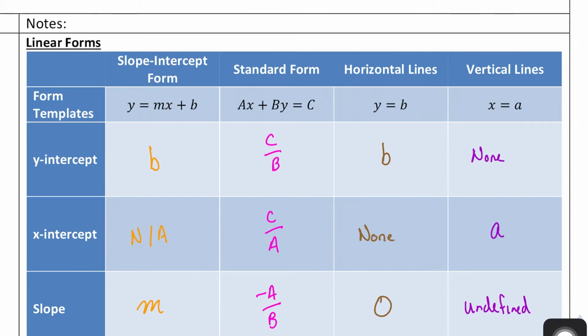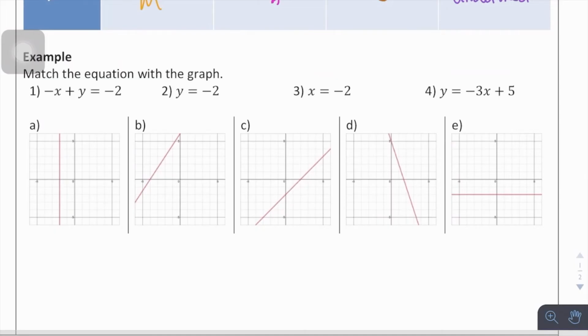So let's take a look at this example. We've got to match the equation with the graph here. So when you approach a problem like this, immediately I will try to identify any horizontal or vertical lines. I can see I have a horizontal line here and a vertical line here. So looking at my graphs, do I see any horizontal lines? I do. Just to verify, the line is at -2. So we know that E matches up with 2.